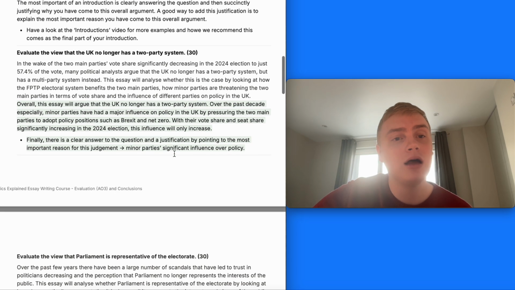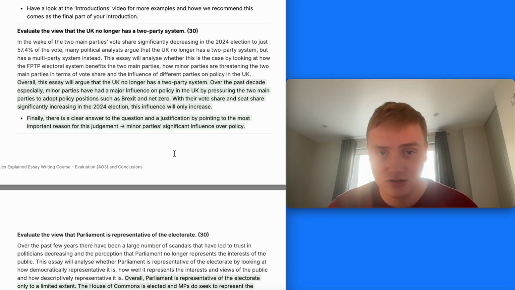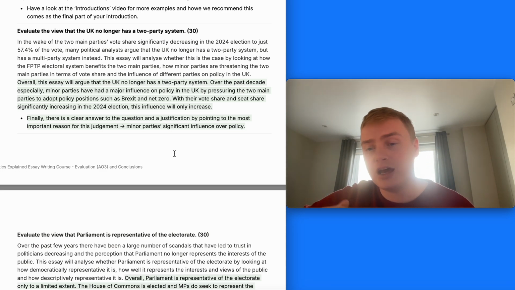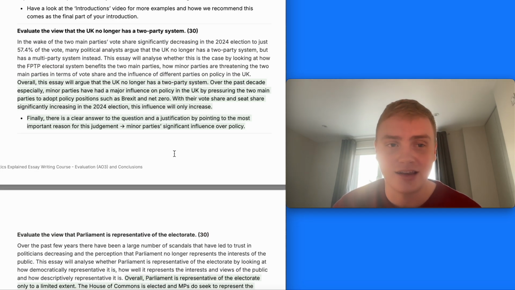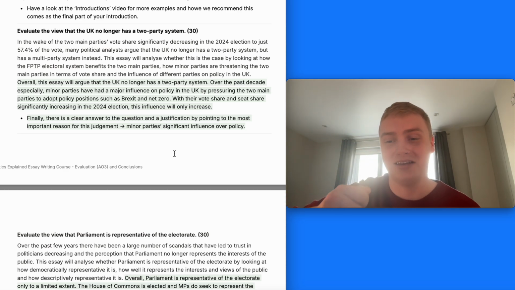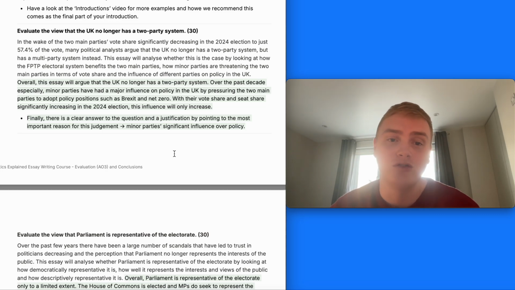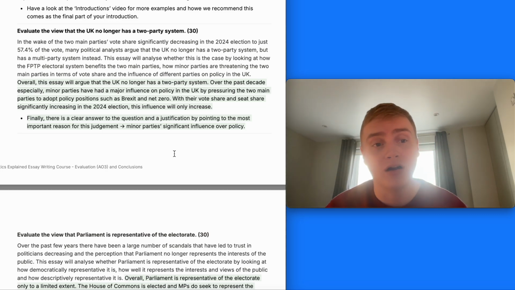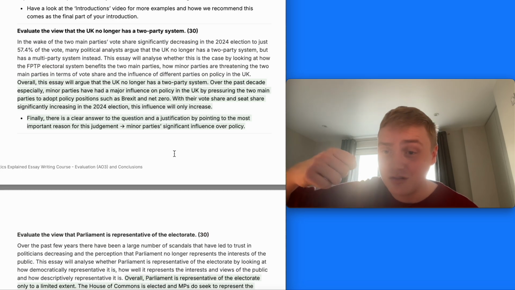So, just a quick example here. Evaluate the view that the UK no longer has a two-party system. At the end of this introduction, as we've got in green here, we've got the evaluation. So we're clearly setting an answer to the question. Overall, this essay will argue that the UK no longer has a two-party system. Pretty clear, simple language. There's no mistake from the examiner about what we're arguing. Over the past decade especially, minor parties have had a major influence on policy in the UK by pressuring the two main parties to adopt policy positions such as Brexit and net zero. So that's the key reason we've come to that judgment. And we're also saying that this influence is only going to increase.